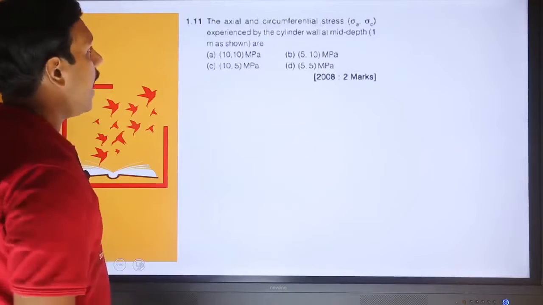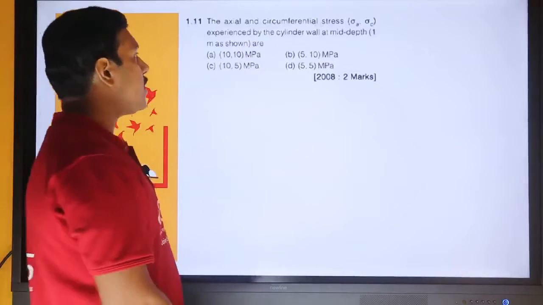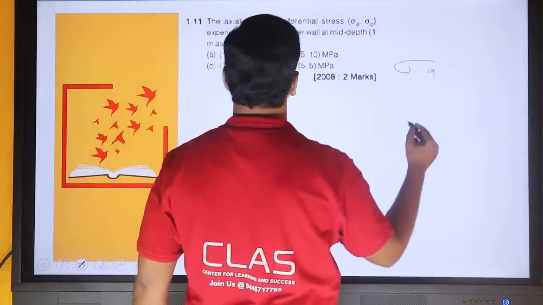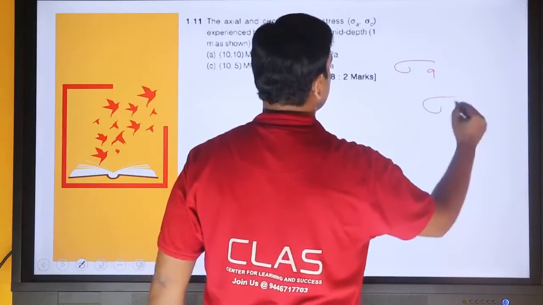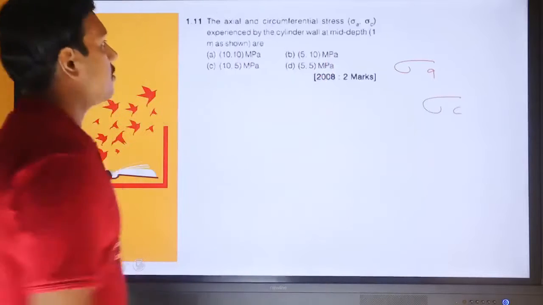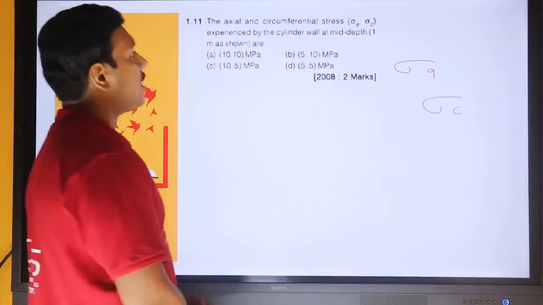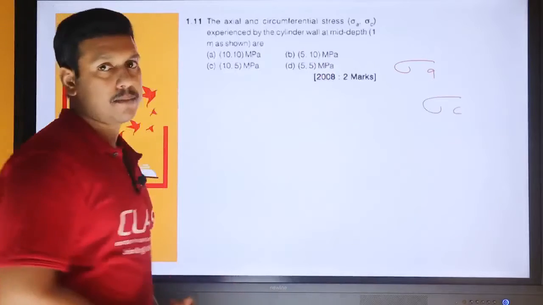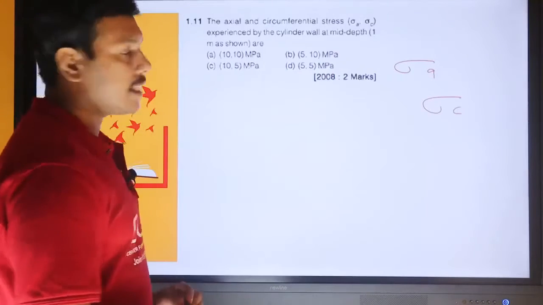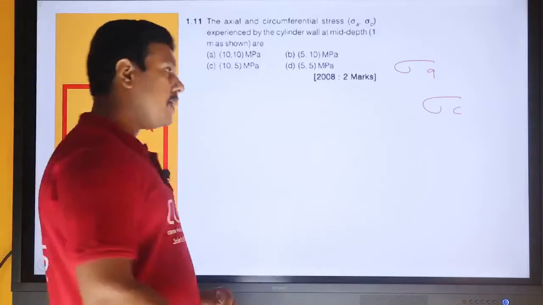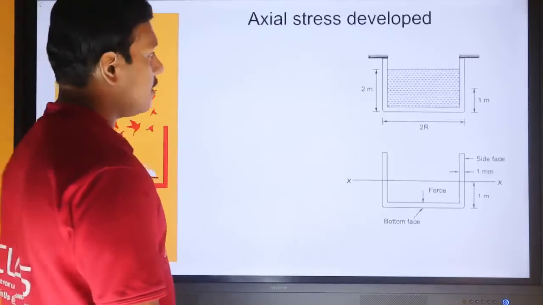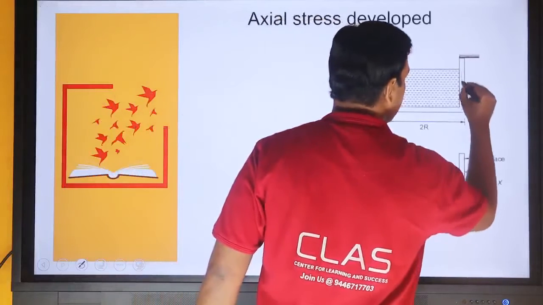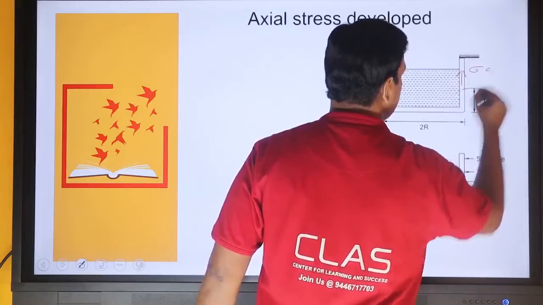Then axial and circumferential stress. We need to find out axial stress sigma A and circumferential stress or hoop stress experienced by the cylinder at the mid depth. We need to find out axial stress and circumferential stress at the mid depth. This is the container, and this is the mid depth. At this point, we need to find out axial stress and circumferential stress.